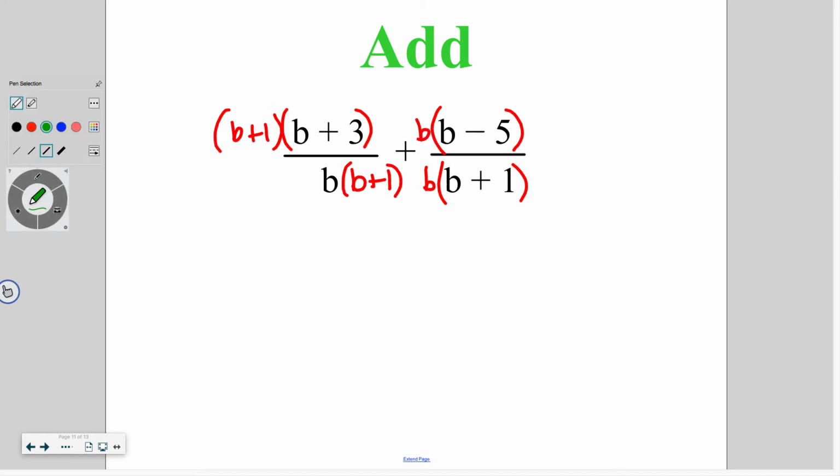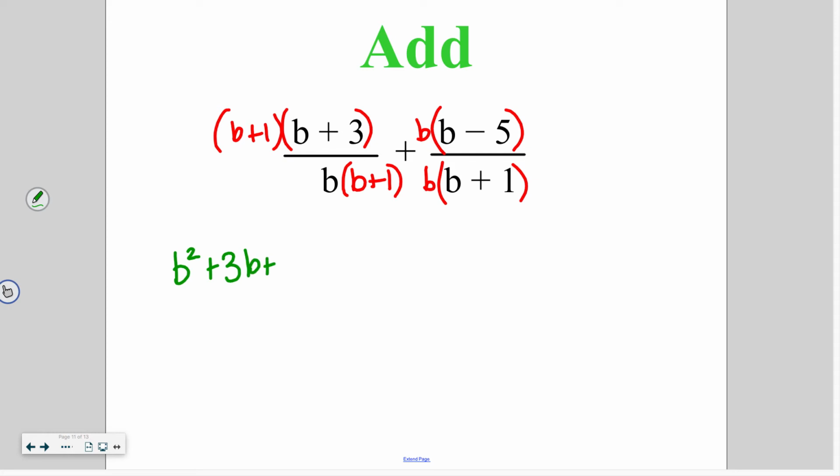So up top of our first fraction, again, we've got FOIL. So b times b is b squared. Outside, b times 3 is 3b. Inside, 1 times b is 1b. Last, 1 times 3 is 3. Over, on the bottom, we have b times b, which is b squared, plus 1 times b, which is 1b.